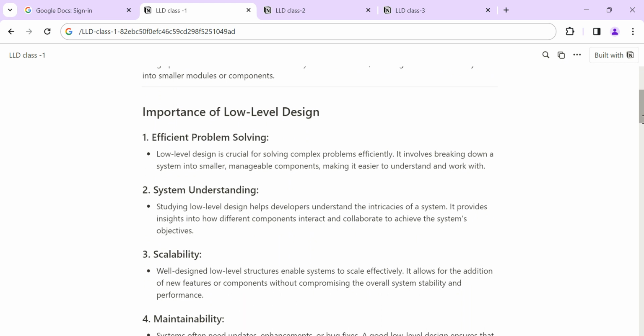Second, we have system understanding. Studying low level design helps developers understand how the system interacts. It provides insight into how different components interact and collaborate to achieve the system objective.